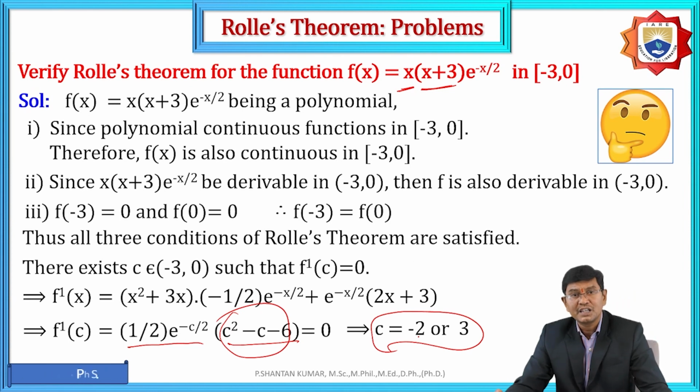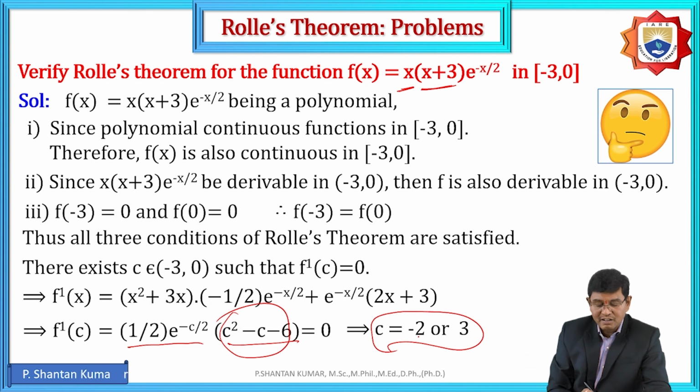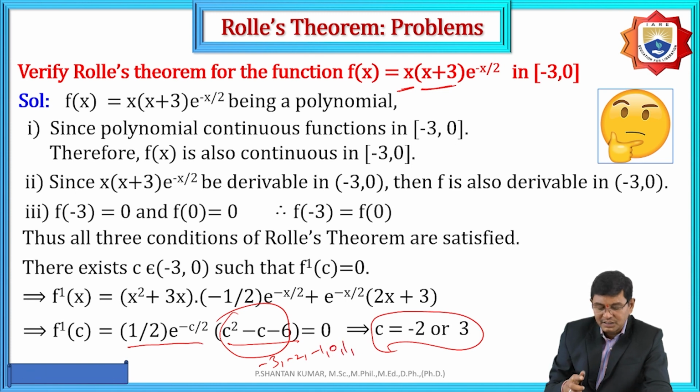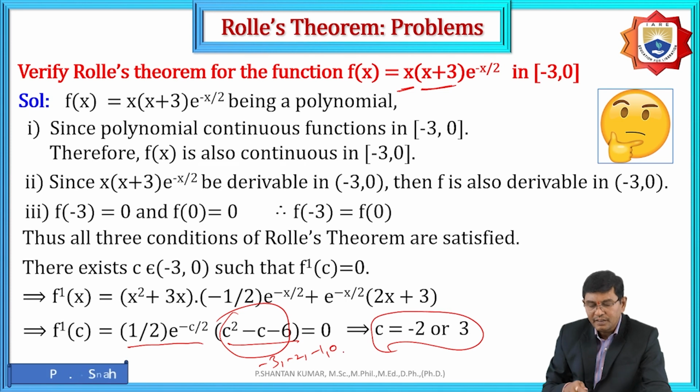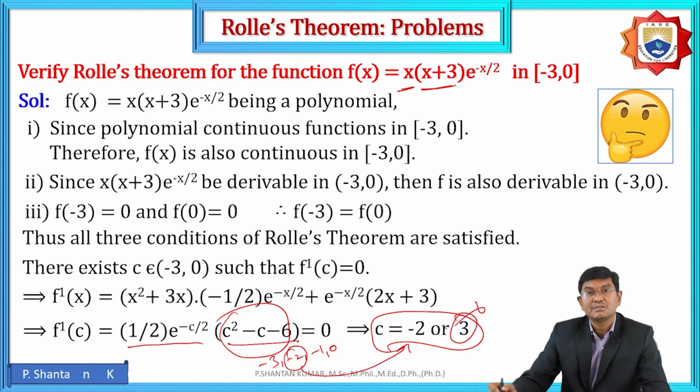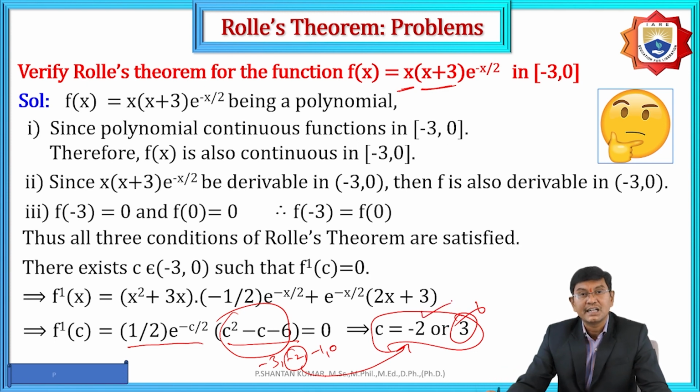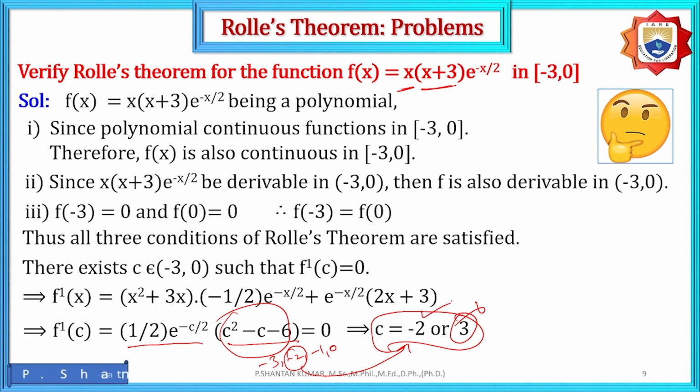While we observe here, the problem interval is minus 3 to 0. That means the values in between are minus 3, minus 2, minus 1, and 0. Up to here these are the values. Between the values of minus 3 and 0, one of the values lies in between, from minus 2 and 3. The other value, 3, is not satisfied, but c is equal to minus 2 is satisfied. Therefore the conclusion is that the problem is satisfied at c equal to minus 2 only, which lies between minus 3 and 0.